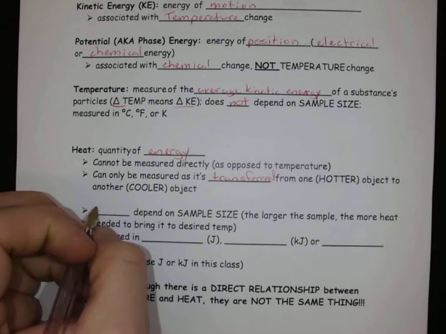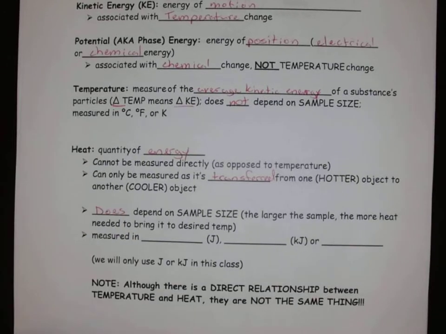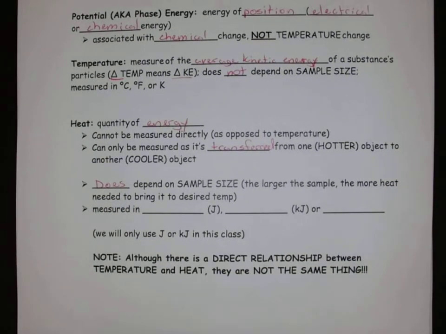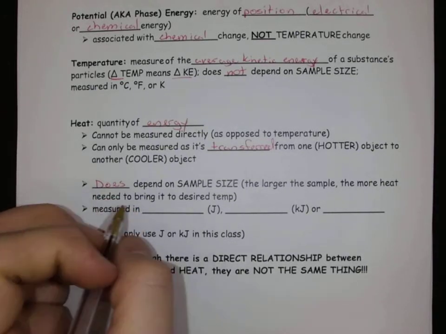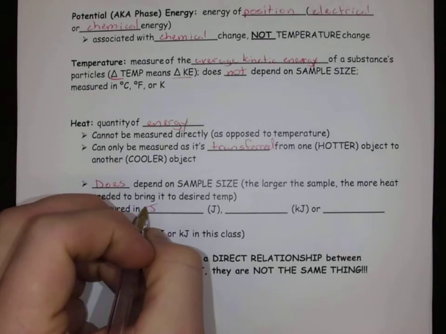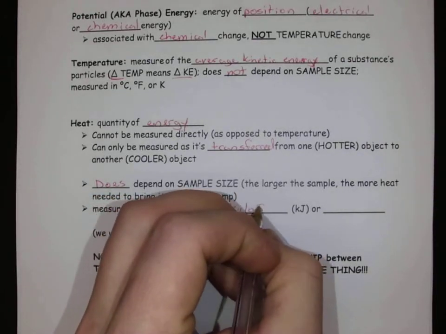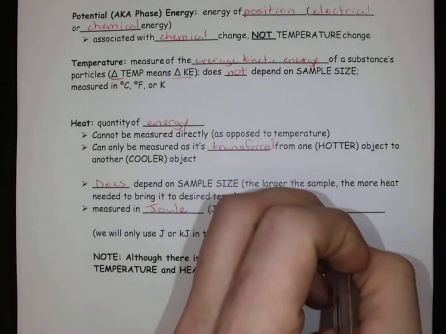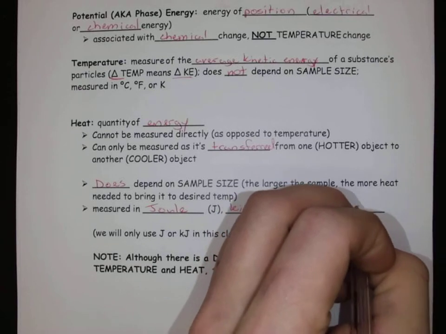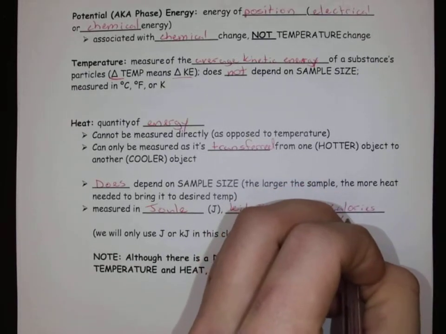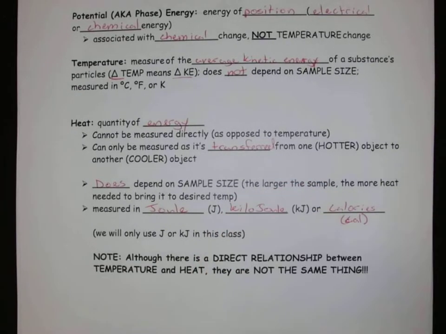So it does depend on sample size, right? A larger sample is going to need more heat to change that temperature. And our common units that we measure it in, right? We measure in joules, we measure in kilojoules, and we measure it in calories. Okay? So cal is our abbreviation for that. In class, we generally only use joules or kilojoules, okay?